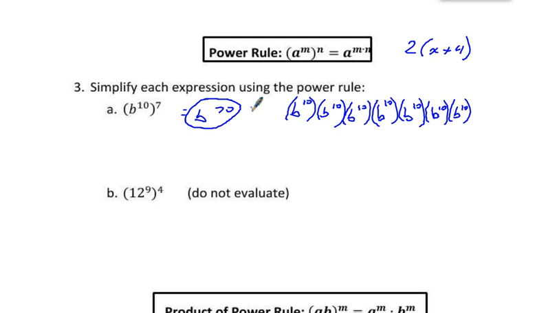In example 3b, I don't want you to actually evaluate. We're going to pretend like 12 is a variable, because a number could be a base, and this is the first example looking like that. So 12 to the 9th to the 4th power is going to be 12 to the 9 times 4, or 12 to the 36th power.